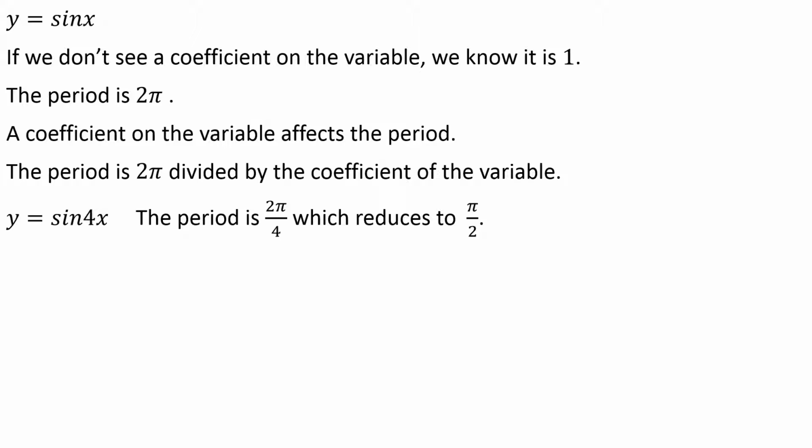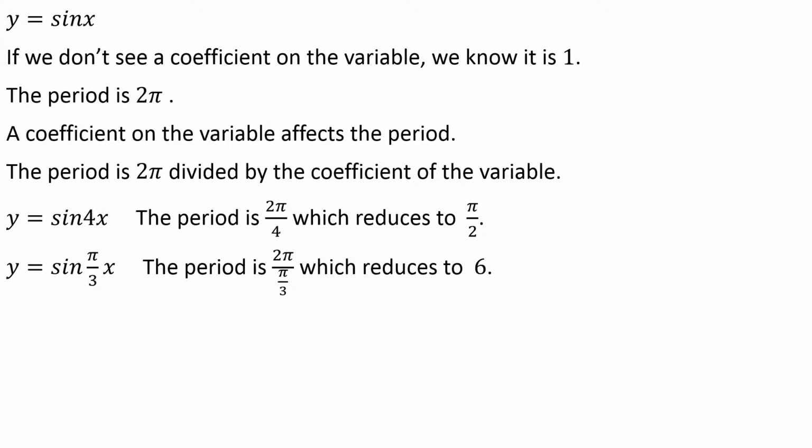Think about hitting the gas pedal. When I put the 4 on the x, I'm saying, hey, I'm going to drive 4 times as fast. I'm hitting the gas pedal and I'm increasing my speed. Well, if I increase my speed, it takes less time to get there. If I can drive my car 4 times as fast, it only takes me 1/4 the time to arrive at my destination. So if I'm going to go through that variable 4 times as quickly as usual, the period only needs to be 1/4 the length.